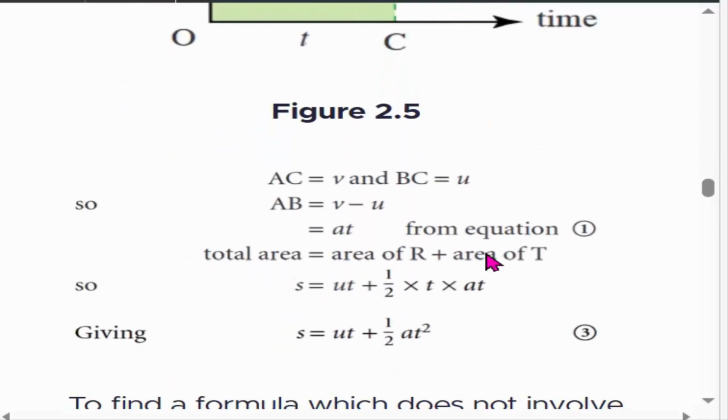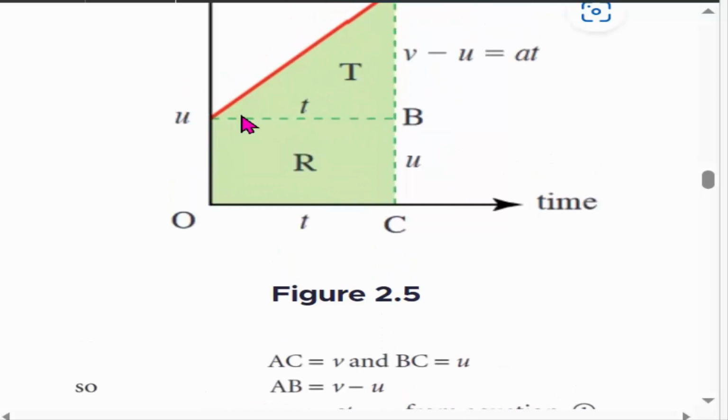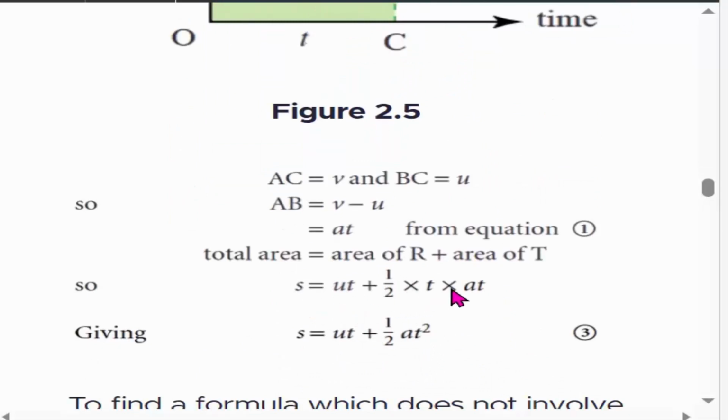So the total distance traveled, the total area, is equal to the area of R plus the area of T. R is the rectangle here, with height u and width t, so its area is u times t. The area of the triangle is half times base times height. The base is t, so half t times at. So we generated another very useful formula, s equals ut plus half at squared.